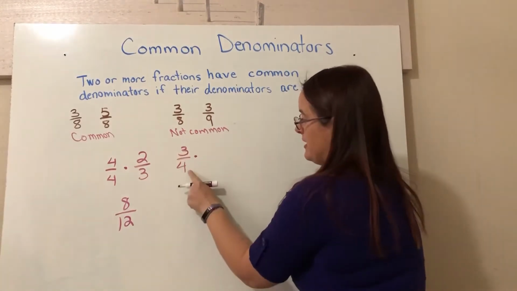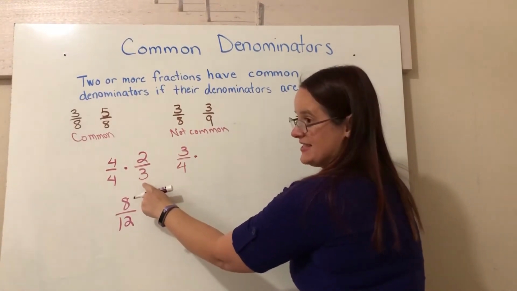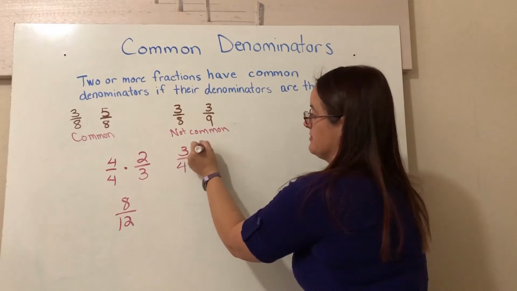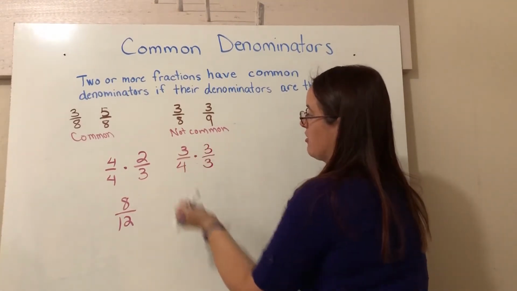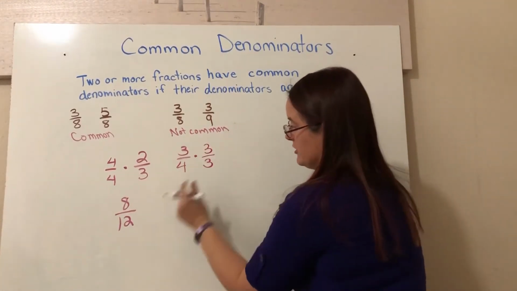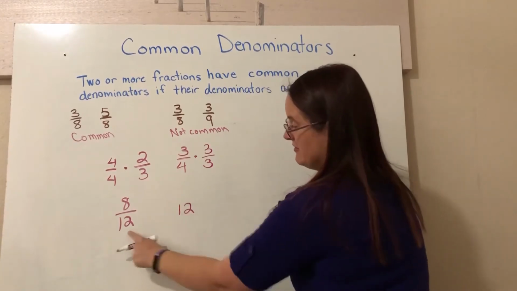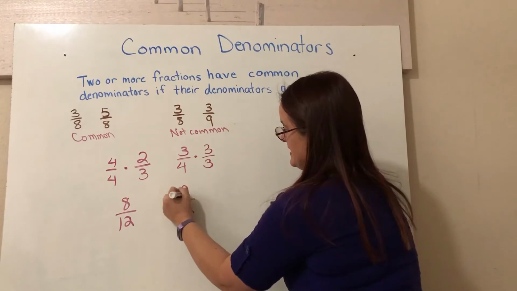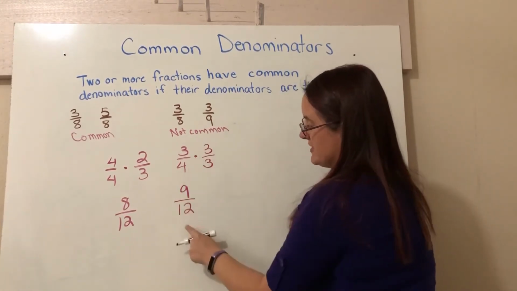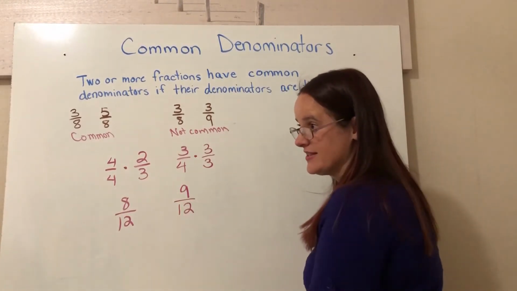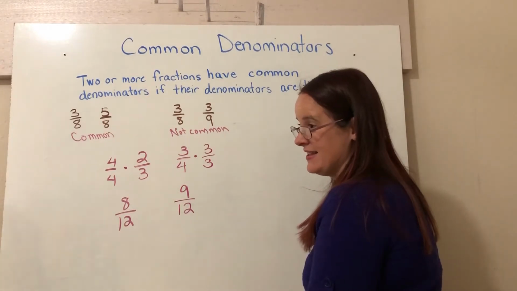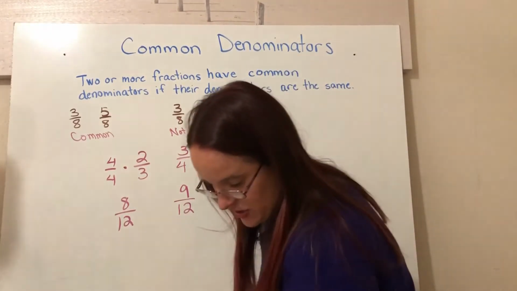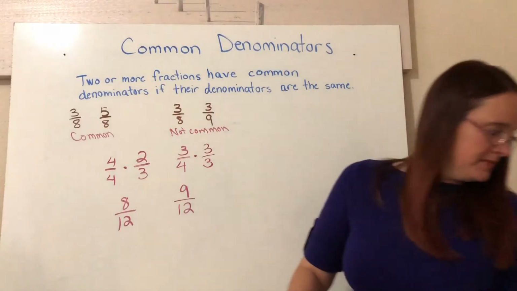Here, I don't want to multiply it by 4/4, I want to take this denominator, and I want to multiply times 3/3. So 4 times 3 again is 12. Look, now I have a common denominator, and 3 times 3 is 9. So 3/4 is the same thing as 9/12. Does that make sense, Nyla? Yes, it does.